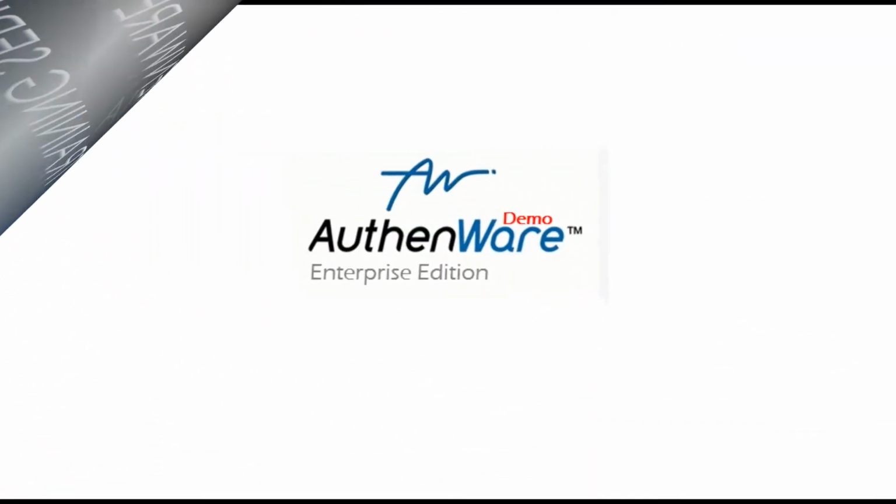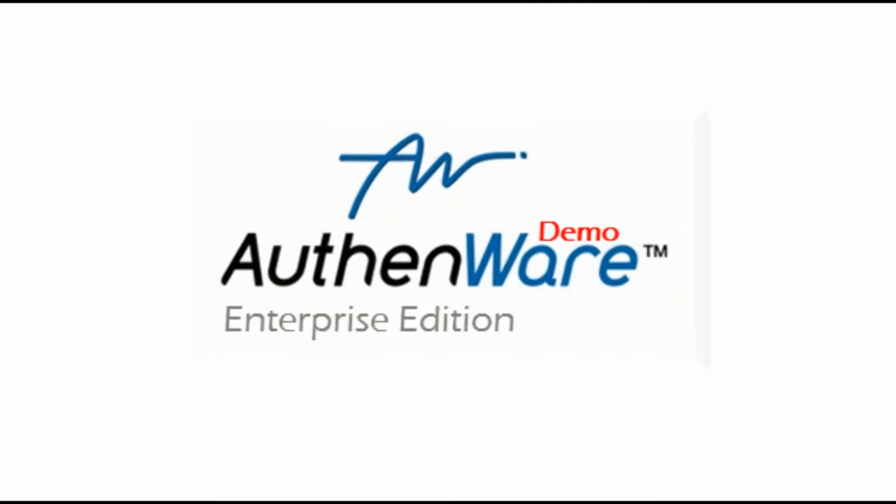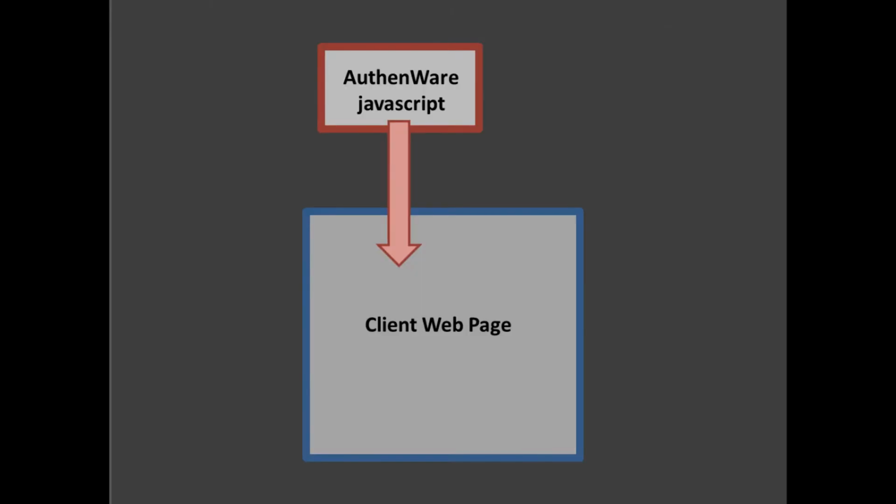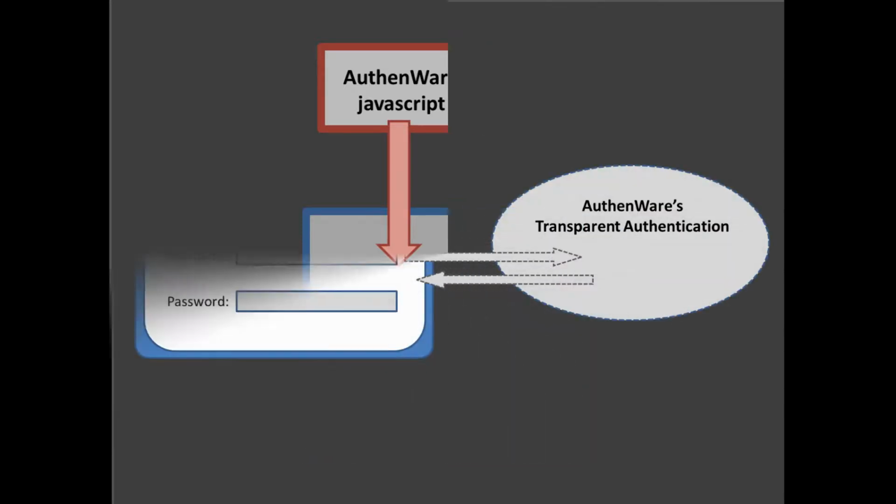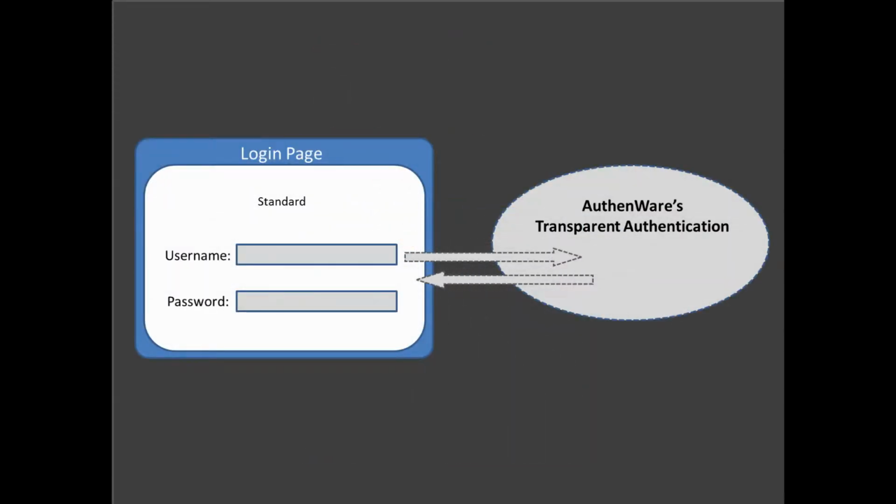This is the AuthenWare demo. With AuthenWare, a JavaScript is embedded in the login page to track the user's behavior. The user logs in normally, and the authentication happens seamlessly in the background.